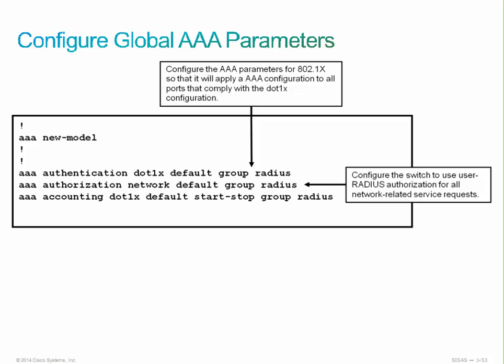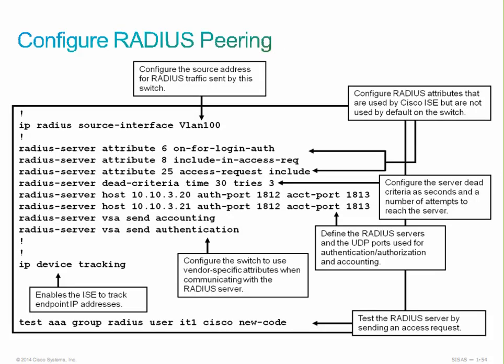Now the next step in this process is to configure our RADIUS peering, where we're able to identify the specific RADIUS server components, configuring the RADIUS server using the radius server host address, the authentication port and accounting ports. You can specify those if you choose. If you don't specify them, then it will just use the default values, 1812 and 1813.